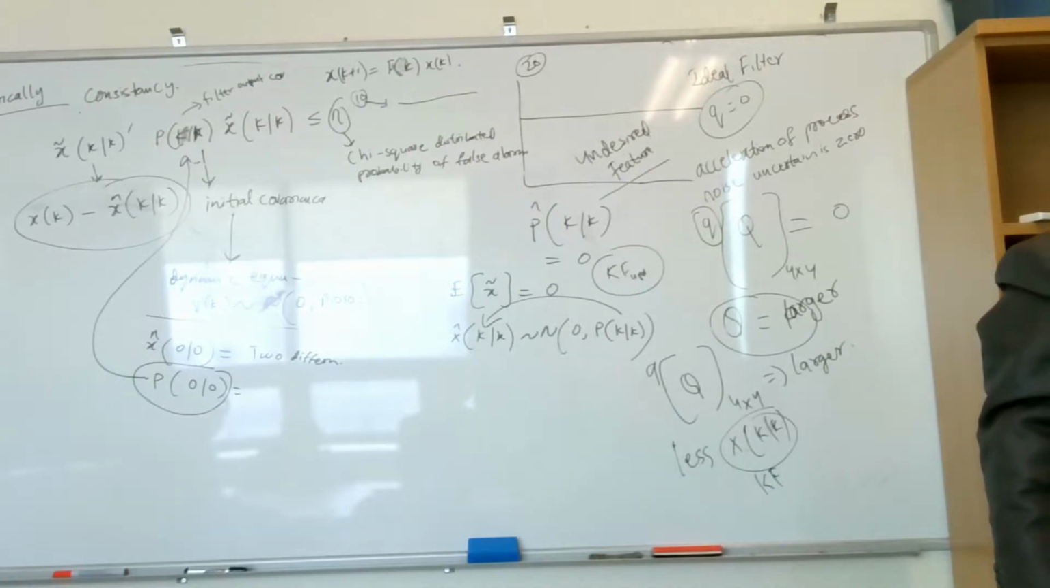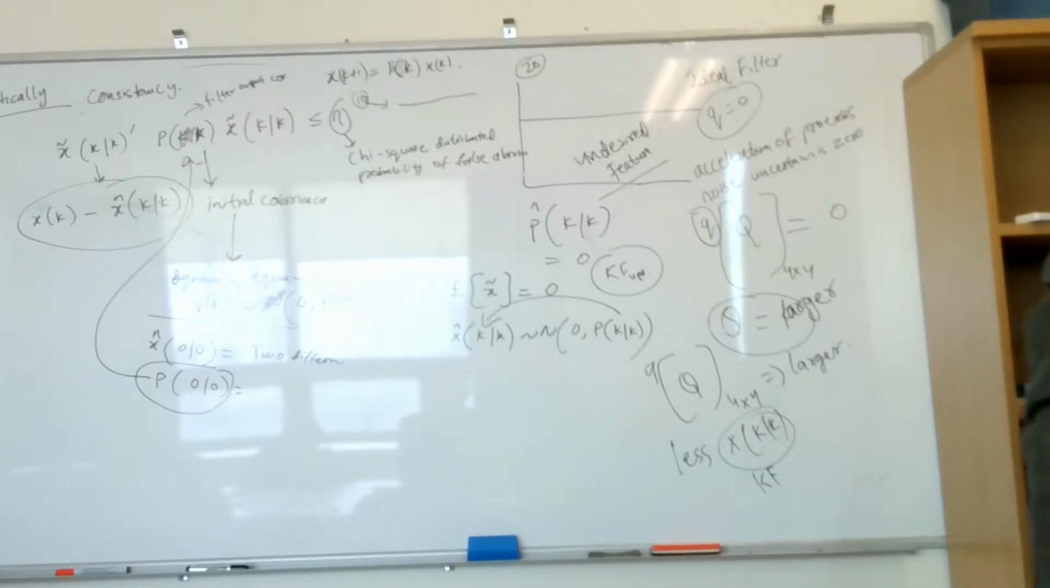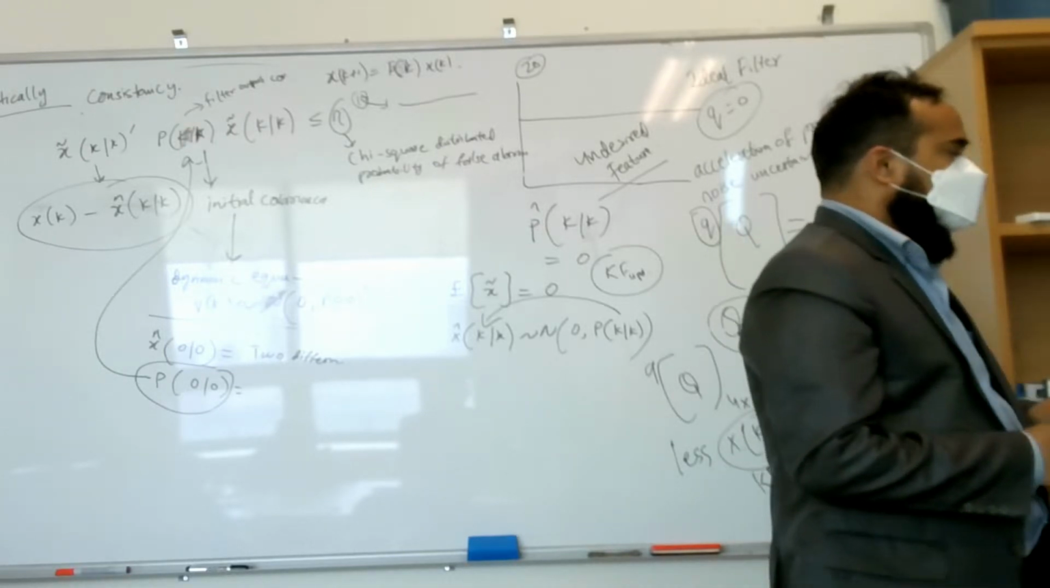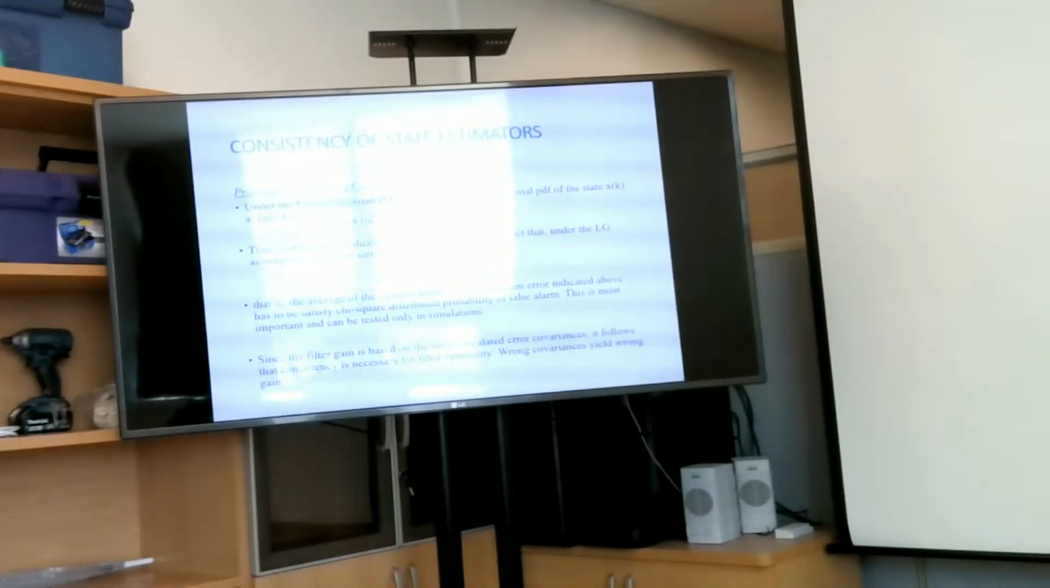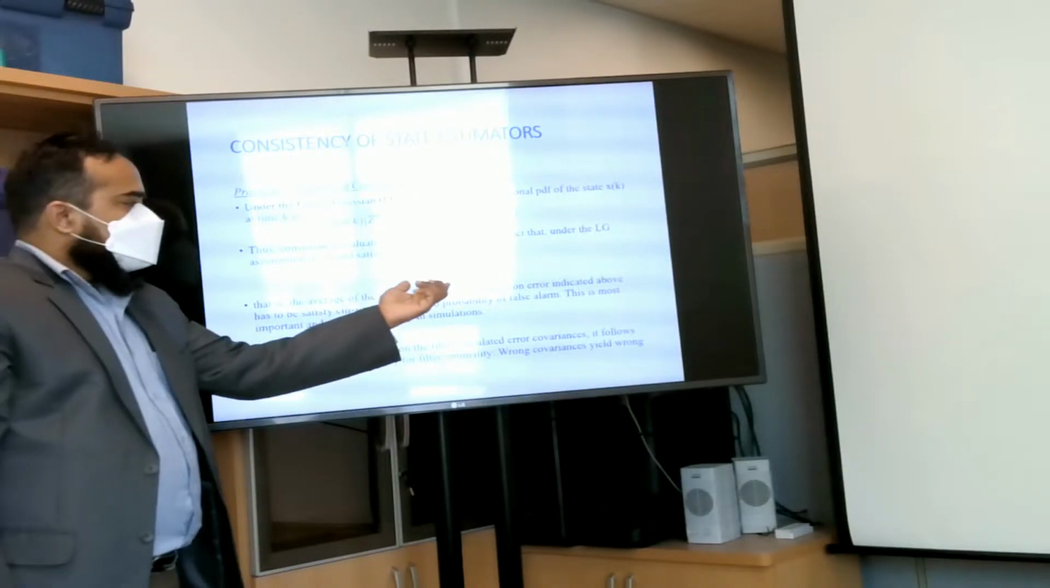As you know, the PDF of this state estimate has this state estimate and this updated covariance. Then the consistency will be based on the fact that under the LG assumption, the linear Gaussian assumption, it should satisfy this equation. So the average squared norm of estimation error indicated above has to be chi-square distributed, and this is most important and can be tested only in simulation. At last, since the filter gain is based on the filter calculated error covariances, it follows that consistency is necessary for filter optimality. Wrong covariances yield wrong gain. So we have to check the covariance with this equation.